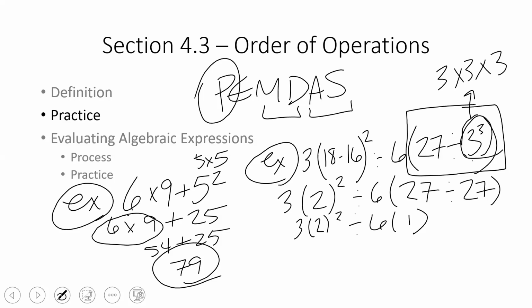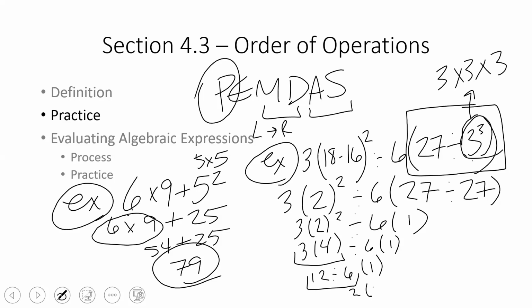I'm going to do my exponents next. So 3 times 2 squared. 2 squared here is going to be 4. And notice now we're doing multiplication and division, whichever occurs first on the left. This is left to right. So I'm going to do this one first to get 12. Now if I move left to right, I have 12 divided by 6, which is 2. And 2 times 1 gives us 2.